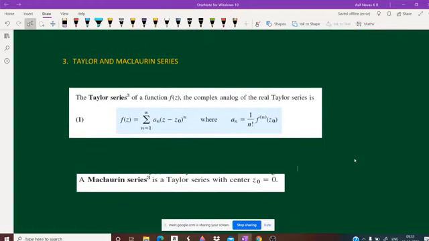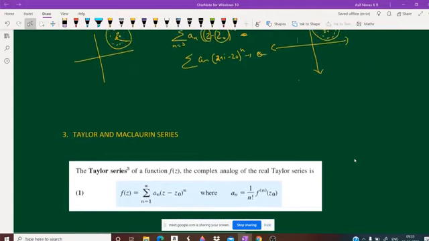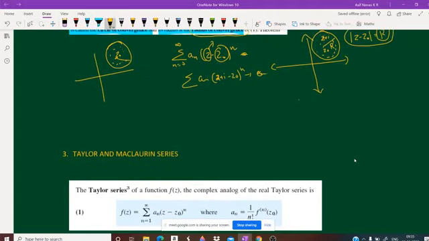So how do we find the radius of convergence? I will give you a hint. If we take sigma z to the power n, this is 1 plus z plus z squared plus etc.